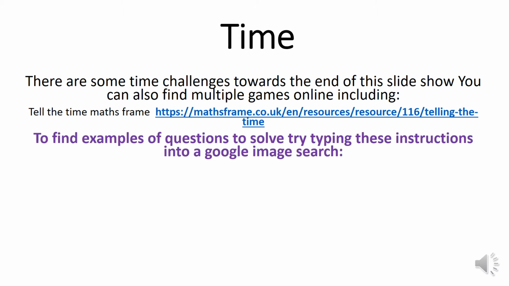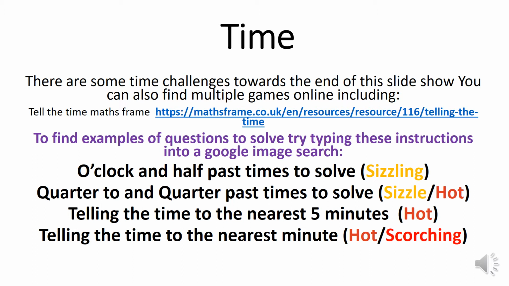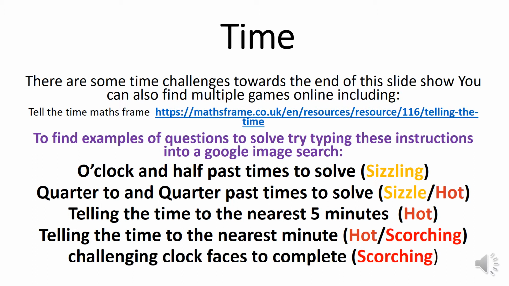If you like something to print off and have in front of you, there's some wording there to put into your Google Images to find the work for you. So if you're working at a sizzling level, you want to be looking to type in o'clock and half past times to solve into Google Images, up to quarter to and quarter past. If you're more of a hot level, perhaps telling the time to the nearest 5 minutes or to the nearest minute as you get more confident again, will give you some work to solve with regards to the nearest 5-minute times. And again, scorching, looking at this where we're looking at analog times predominantly, you can find some clock times there. We'll ask you to put the hands onto images of clocks to the nearest minute.